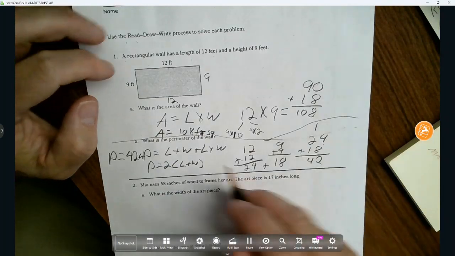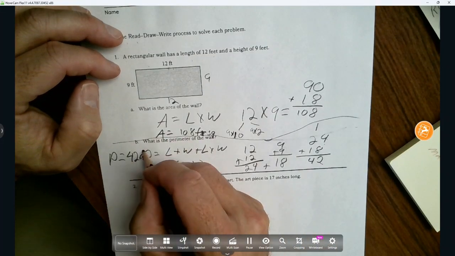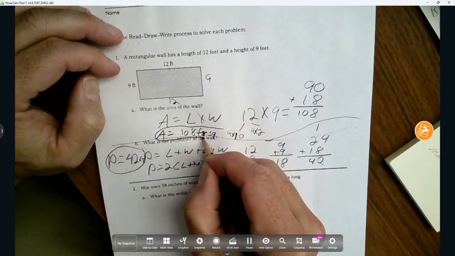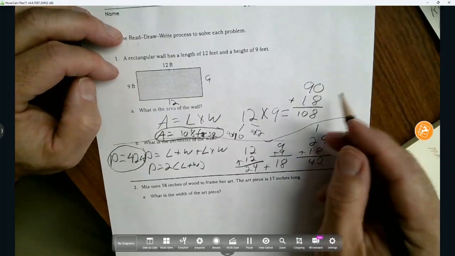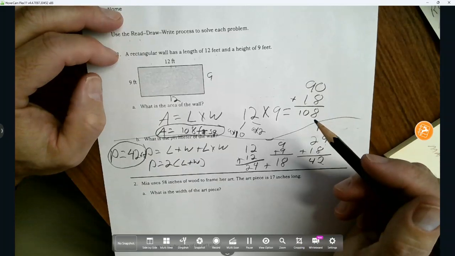It's a little all over the place, but we see our area for right here is 108 feet. And our perimeter, you want to make sure, circle it for me so I can find it when I'm checking your homework. Sometimes we get all over. It might be over here. It might be up here. Wherever it's at, just circle it for me. No problem. I'll find it.